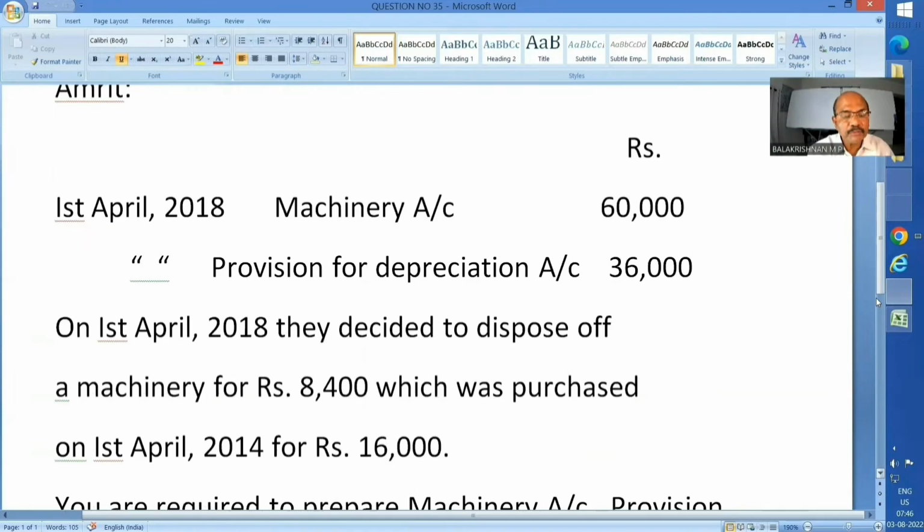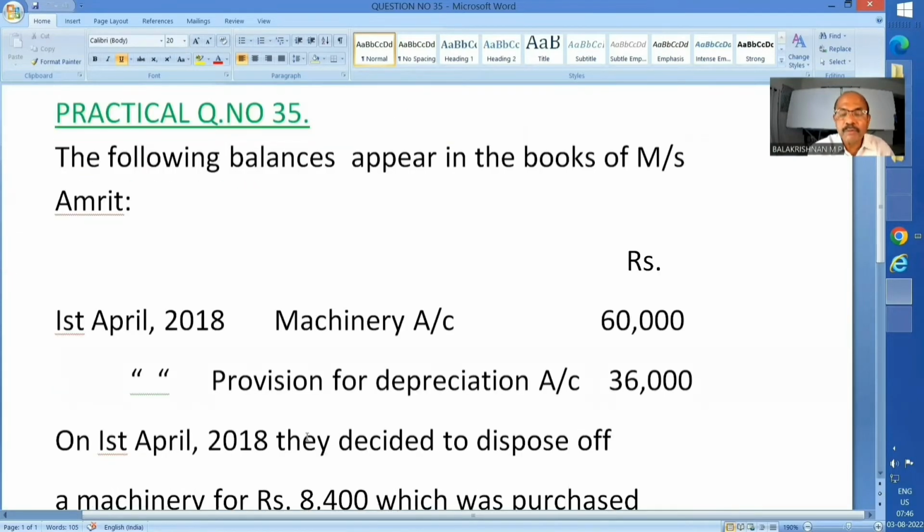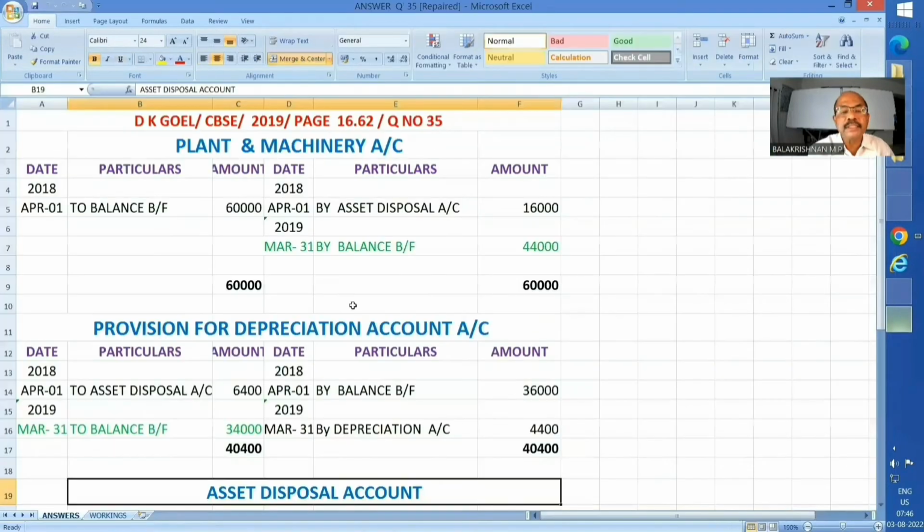And you will find we don't have to prepare the account for so many years. They expect us to prepare the account only in the year that part of the asset is sold. Only for that particular financial year we need to prepare the account. For that purpose, they have given the year beginning balance of the machinery account as well as the corresponding provision existing. So that we will, as it is, bring to the account.